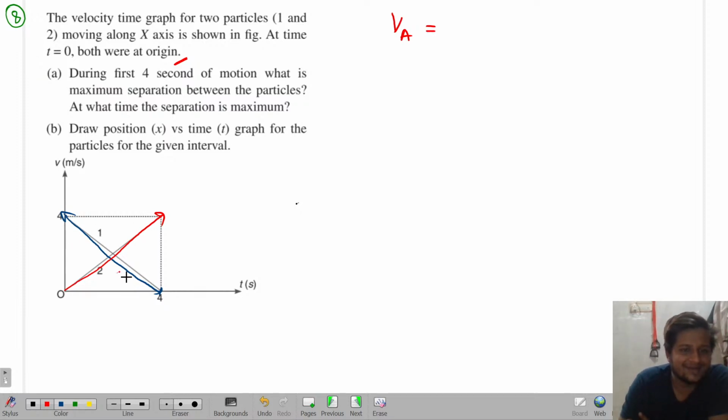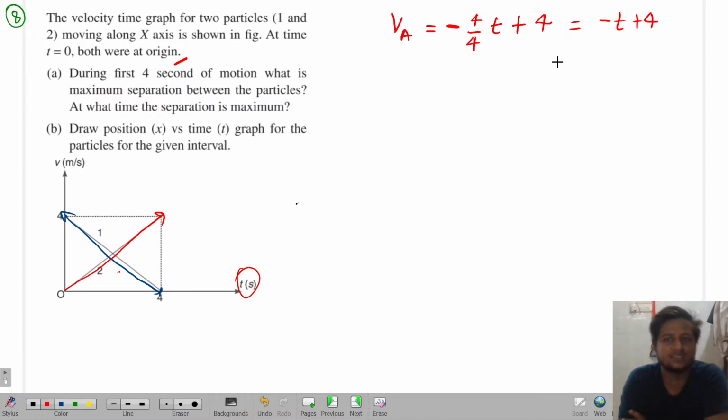What is your tan theta over here? Tan theta is negative. The base is 4 and the height is also 4. So it will be minus 4 by 4 into the time t on the x axis, plus the intercept. Intercept is equal to 4, or not? So your equation is minus t plus 4. So the velocity of A is equal to minus t plus 4.